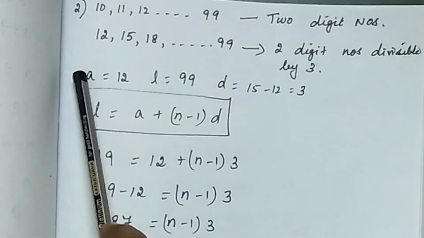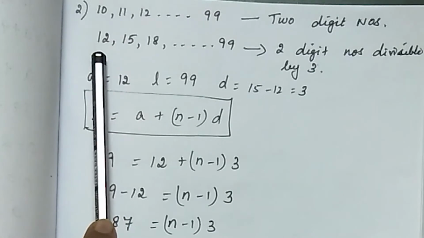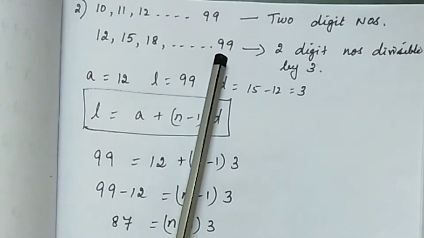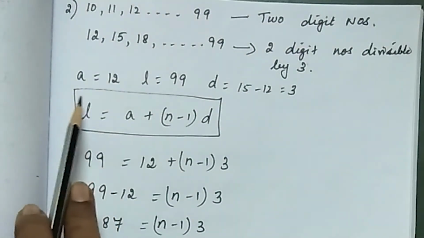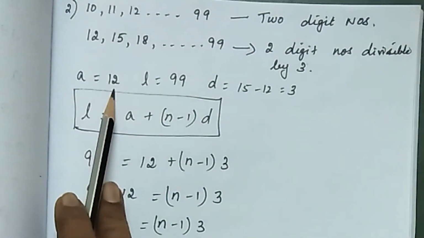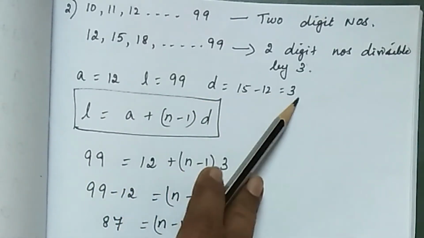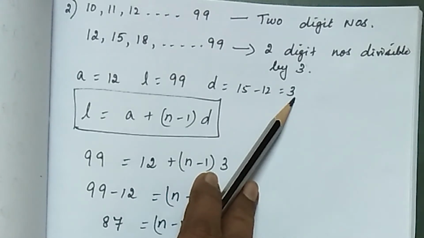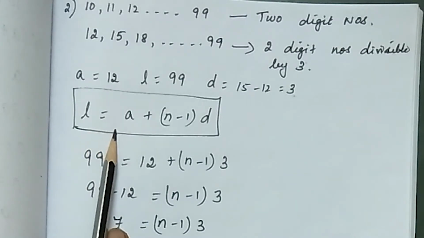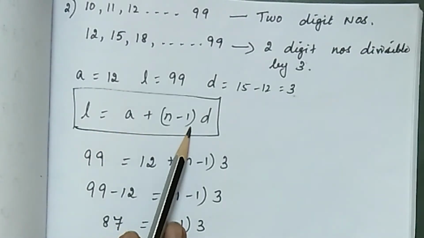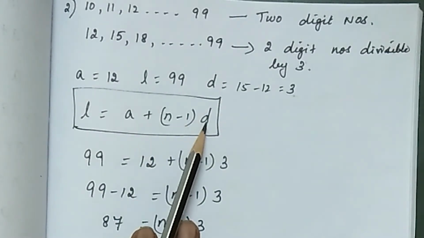So what is the first one? A is equal to 12. First term is 12, last term 99, and the common difference 3. And then the formula you know: L is equal to a plus n minus 1 into d.